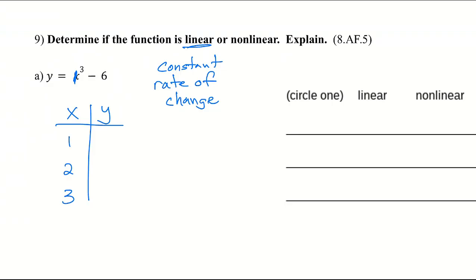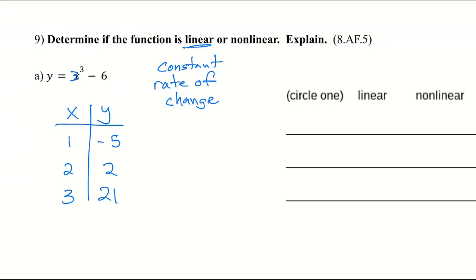But I'm going to take this 1 to the 3rd power. You can use a calculator, but it's just going to be 1. And 1 to the 3rd power is 1. So that minus 6 is a negative 5. Then I'm going to use 2. So 2 to the 3rd power, it's really 2 times 2 times 2, which is 8. Minus 6 is 2. And then 3 to the 3rd power is 3 times 3 times 3, which is 27. Minus 6 gets me 21.